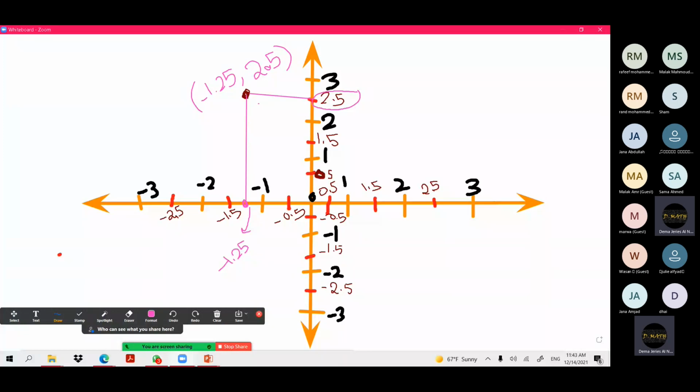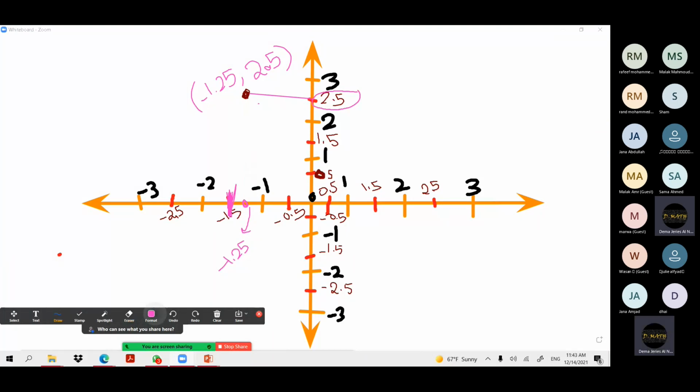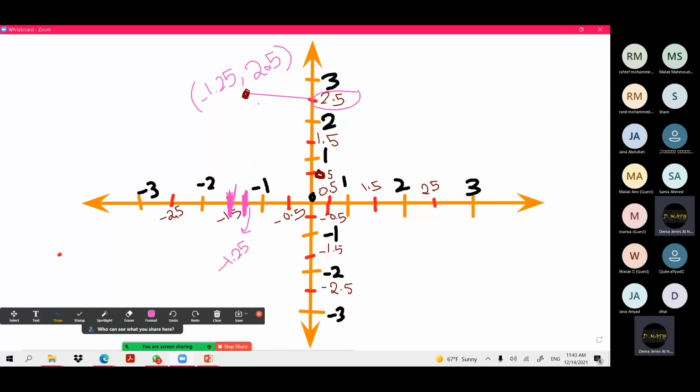So the thing that I want you to know is that if it is from -1 to -2 on this line, we call it -1.5. If it is between -1 and -1.5, in this place, we say it's -1.25. If it is between -1.5 and -2, we will say it's -1.75.